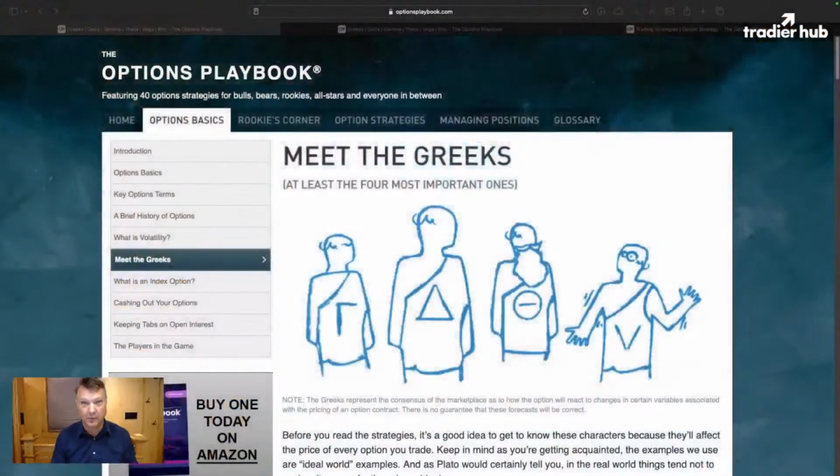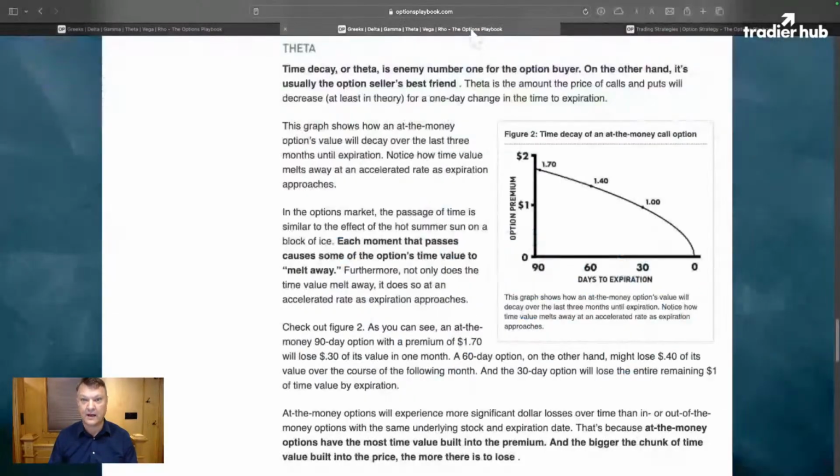So let's start by running over to the Options Playbook website, optionsplaybook.com. And if you go to the option basics section, there's a section called Meet the Greeks. In here we have the definition of all the Greeks, but we're focusing on theta. So let's talk a little bit about theta.